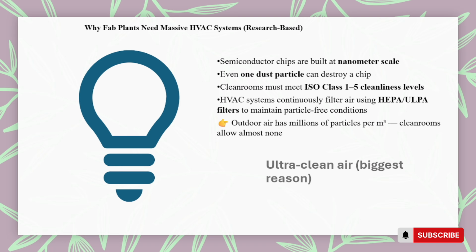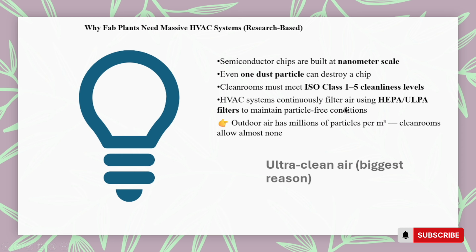To understand how small that is, as an example, a human hair is about 70,000 nanometers wide, but a modern chip feature is 3 to 5 nanometers. So a microscopic dust particle can destroy an entire chip. That's why the clean room must have ISO class 1 to 5 cleanliness levels, and the HVAC system continuously filters using ultra pure air filters to maintain particle-free conditions.